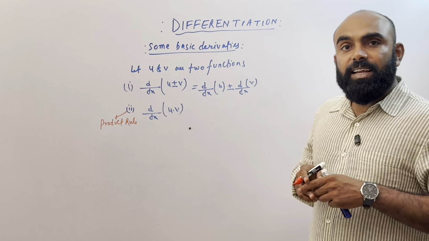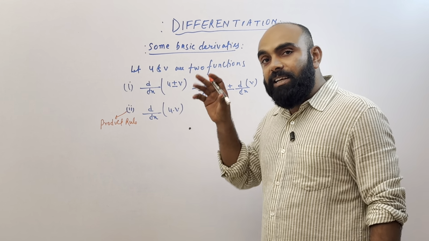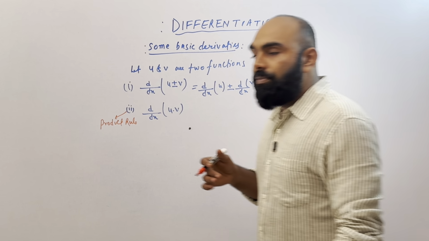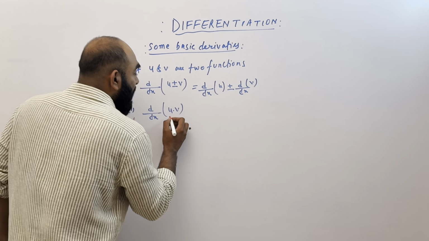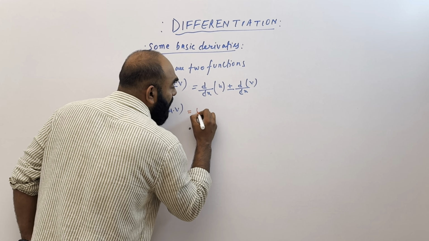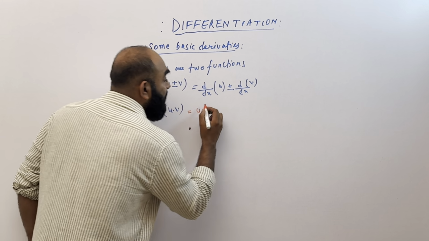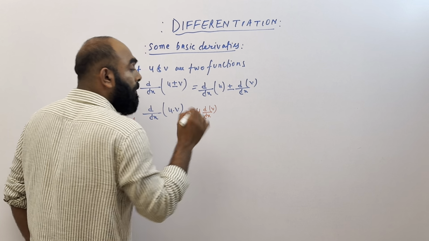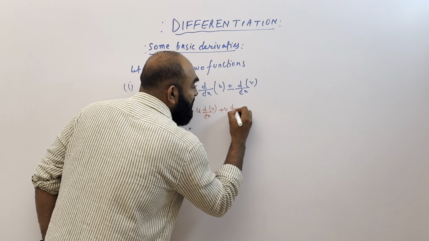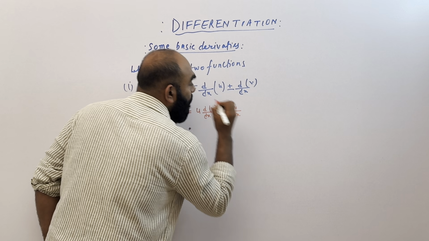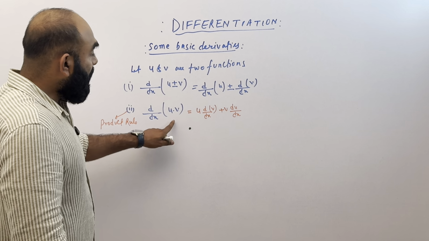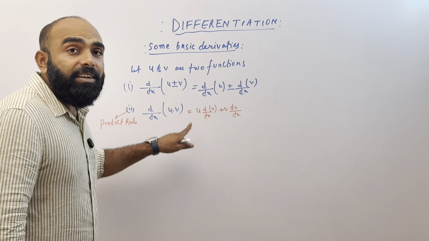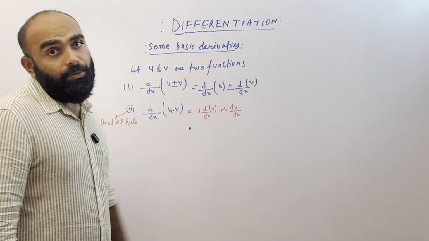So if two functions are given and they are in product, like multiplication, and I have to differentiate that, how will I differentiate? Sir, they are saying: leave the u, differentiate v, meaning d by dx of v, plus leave the v and differentiate u. Product rule: leave the u, differentiate v, plus leave the v, differentiate u.